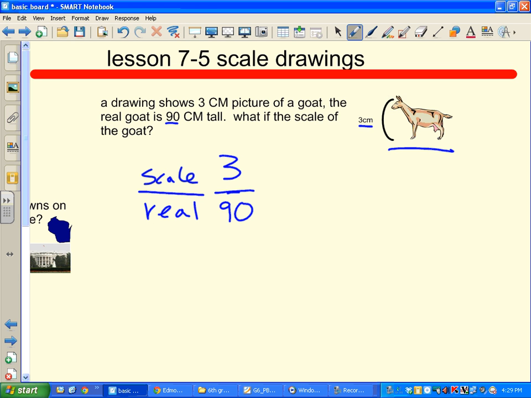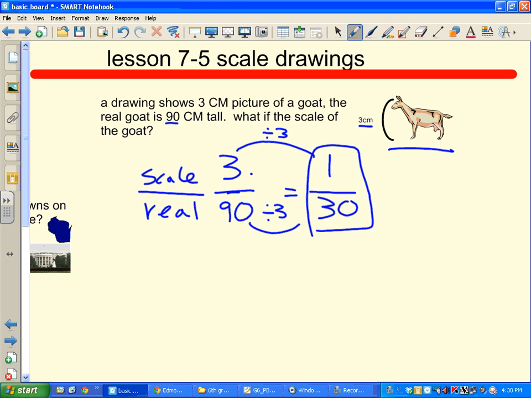Now, all we're doing with scale is, instead of 3 to 90, we want to figure out a 1 to something. Usually it's 1 centimeter or 1 inch to how many feet or how many miles. So to solve that problem, we're going to make the scale side a 1. To get from 3 to 1, I have to divide by 3, and I have to divide 90 by 3 as well, and I end up getting 30. So this is a 1/30th scale drawing of the goat.